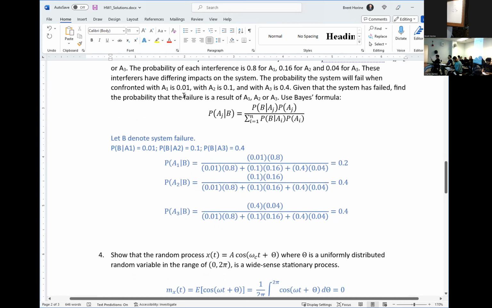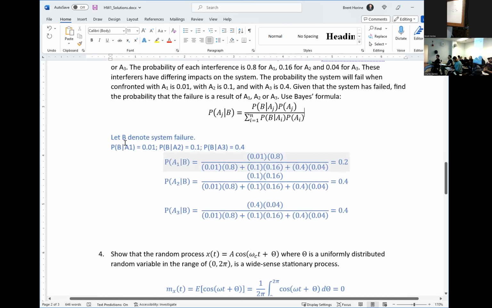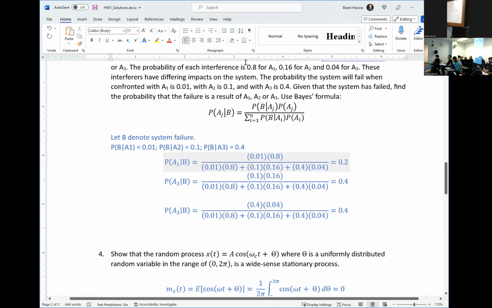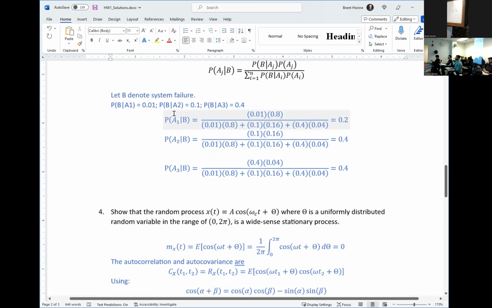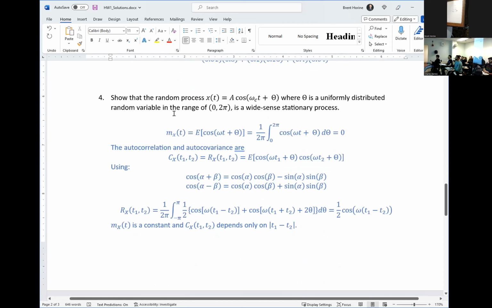So here it's interesting to look at the effect of the probability of interference together with the significance of the interference. And so then finally, real quickly, you can look at these; I'll upload these after class.